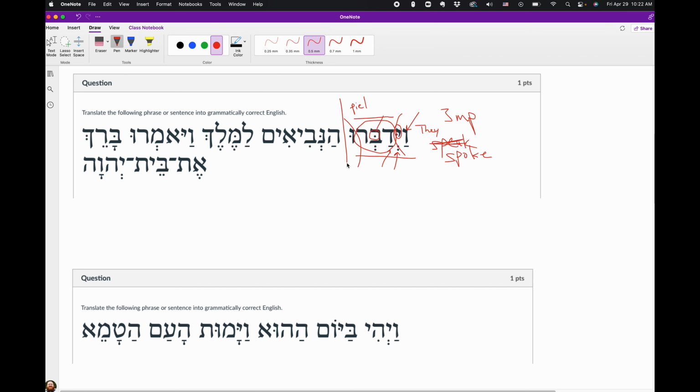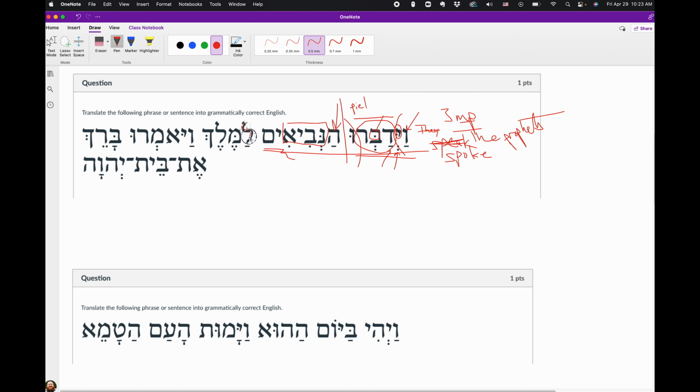Then we would expect, in normal Hebrew word order, to have our subject immediately following our predicate. Ha-nevi'im here, this is navi in the masculine plural with the definite article. And so we have here a masculine plural subject that will match our masculine plural verb. And so instead of they spoke, this would be the prophets spoke. I guess it's easier to write in cursive when you're using a mouse. All right, so the prophets spoke.